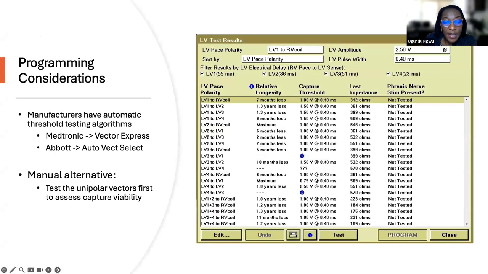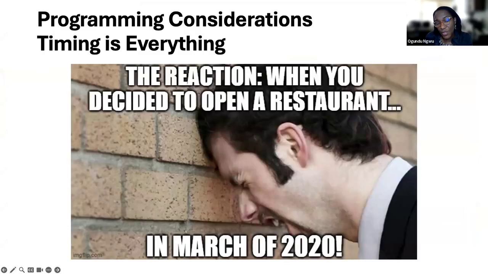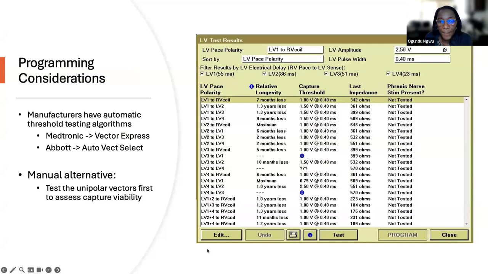So this is the Medtronic device. For their CRT, they have something called a Vector Express, where they give you like 16 options. It really does run through all the potential pacing thresholds because it's different for every company. So like Medtronic, they can actually do LV2 to LV4. But as AJ mentioned, you also have to look at the impedance. So this takes into consideration not just the threshold, but also the impedance, because that makes a big difference with respect to how long the device is going to last.